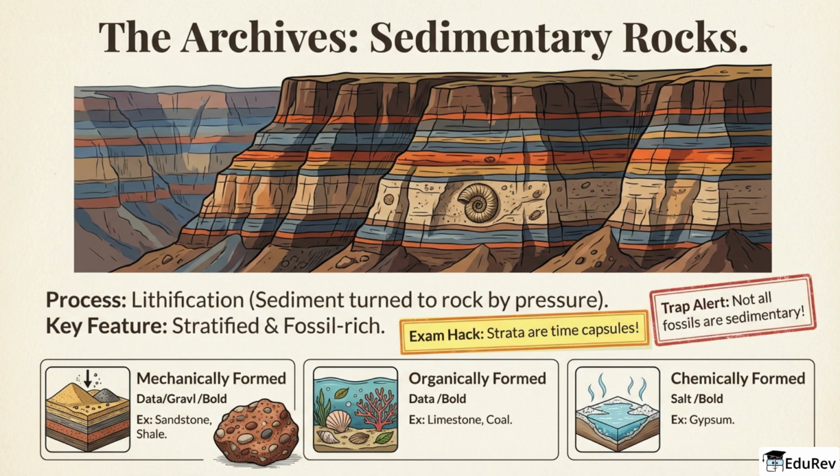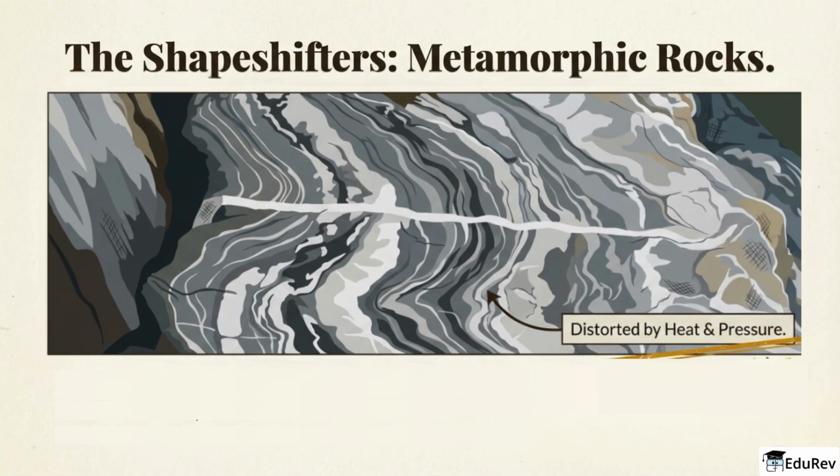And the trap alert is worth noting. Not all fossils are sedimentary. Many aspirants misread that as fossils can appear in igneous. That is not the point. The point is, fossils can be preserved in other contexts too. But sedimentary is still the classic fossil storehouse. Now we come to metamorphic rocks. What is metamorphism?